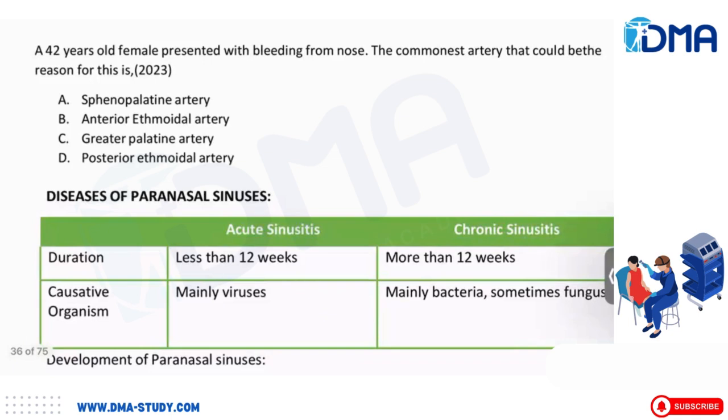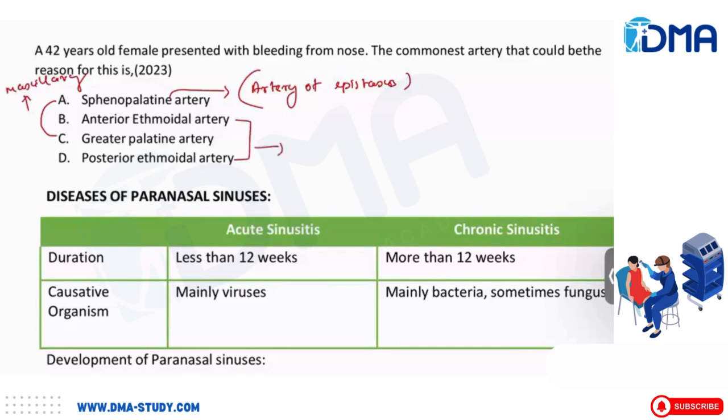Answer is, sphenopalatine artery is the most common cause of bleeding for this lady. It is called the artery of epistaxis. So this sphenopalatine artery and greater palatine artery, all of them are branches of the maxillary artery. The anterior ethmoidal artery and posterior ethmoidal artery are all branches of the ophthalmic artery.